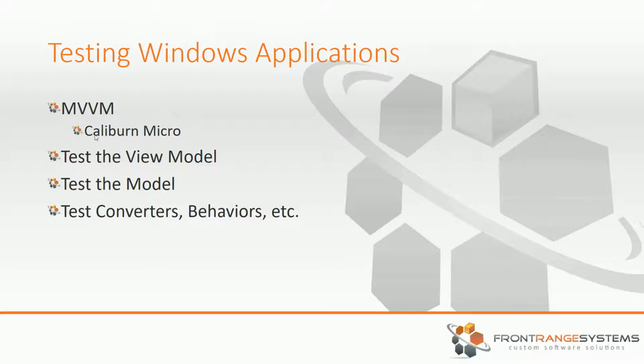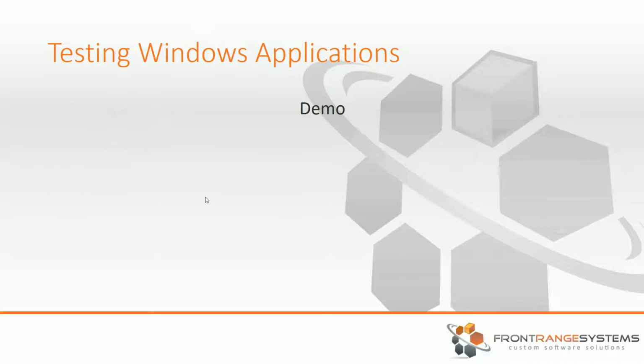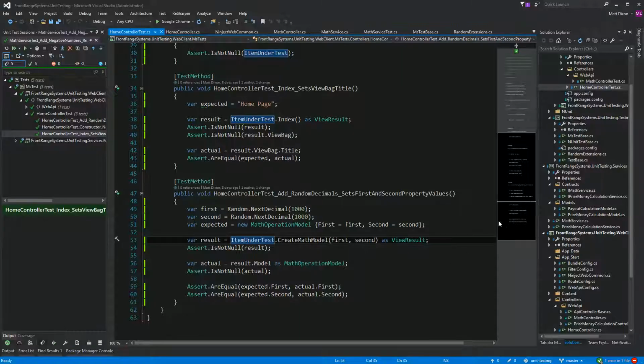So in MVVM, what we do is we test the view model, we test the model, and we test the converters, behaviors, stuff like that. To test the model, one way to do that is if we're just having basic getters and setters, we can write a test class that will test all of our models for us. Just get all properties using reflection with a getter and a setter, and then set it, check the value, and then get it and check the value, things like that. So that's one way to do that. No one wants to write those tests, so that's why we automate that. All right, let's take a look in our code at how we actually do that.